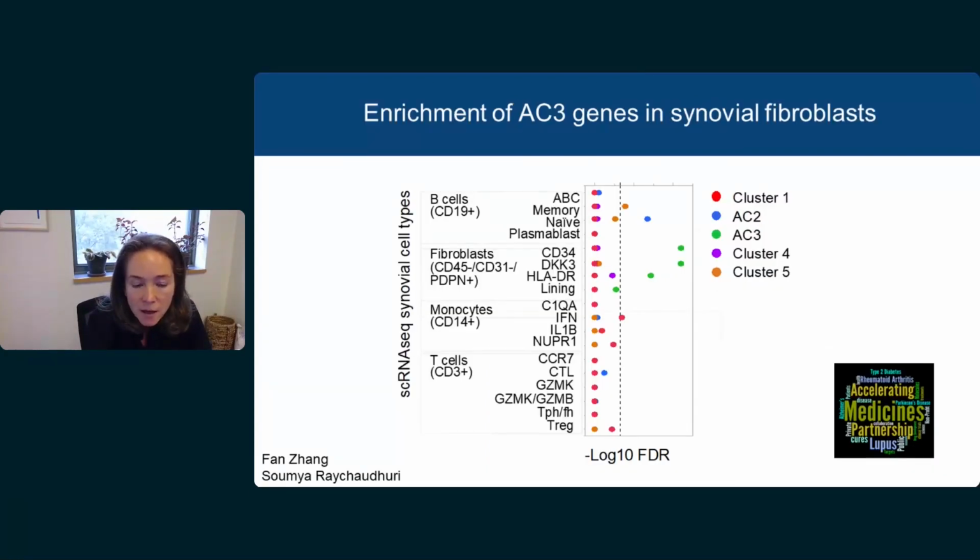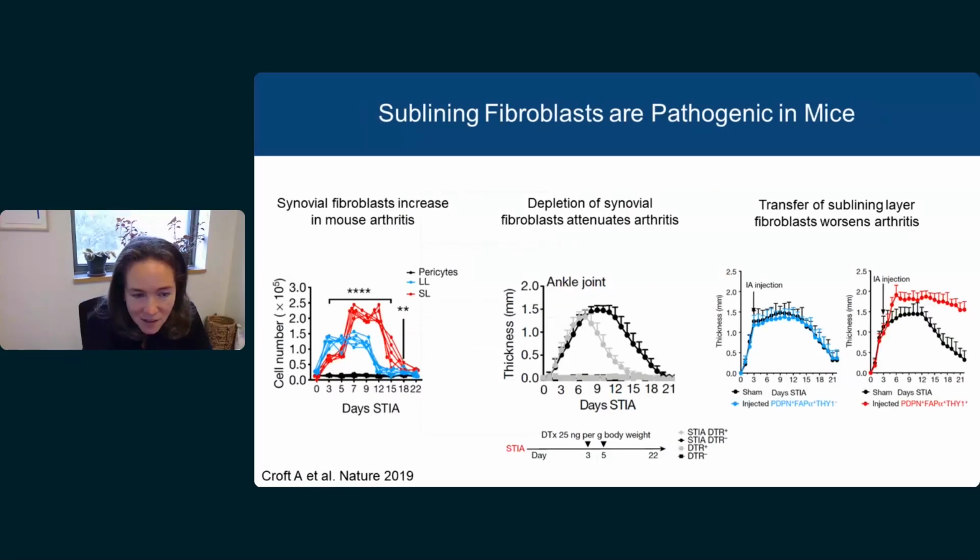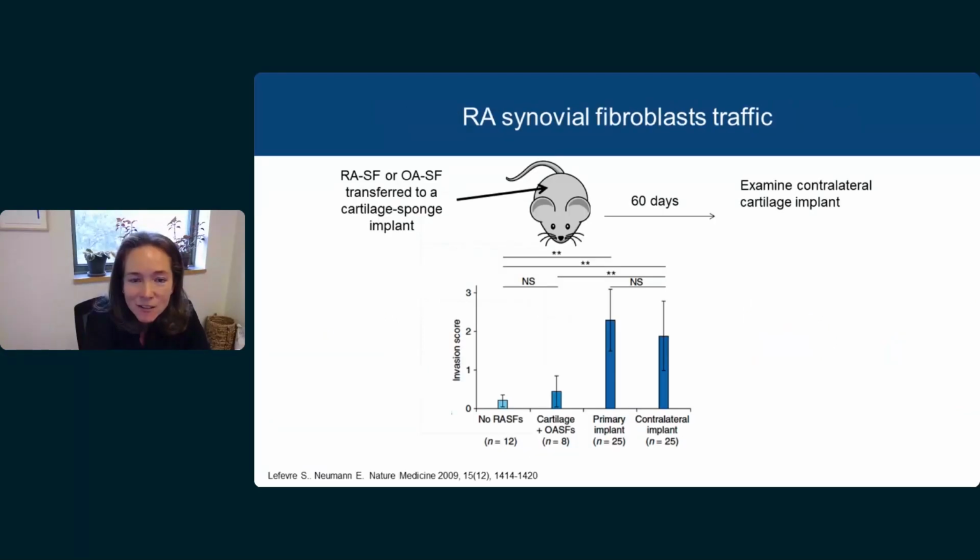So we compared the genes that were increased the 1 week prior to flare and looked for any significant overlap with the types of cells you see in rheumatoid arthritis synovium. And the genes that were increased in the week prior to flare were really highly overlapping with these sublining fibroblasts. So here's Adam's data that he just walked you through, showing that these sublining fibroblasts are pathogenic in mice. I'm going to skip over this since he covered that so beautifully.